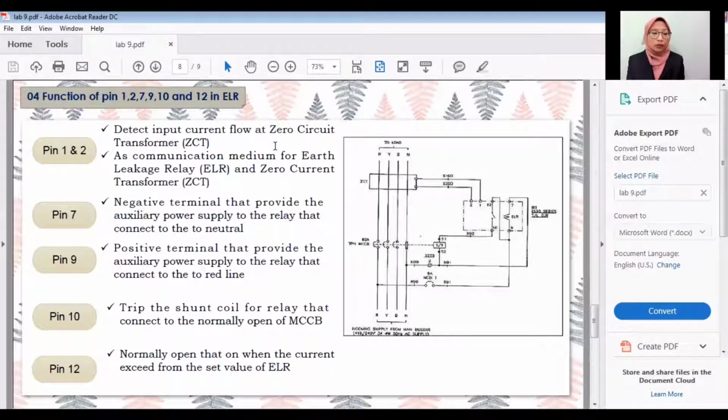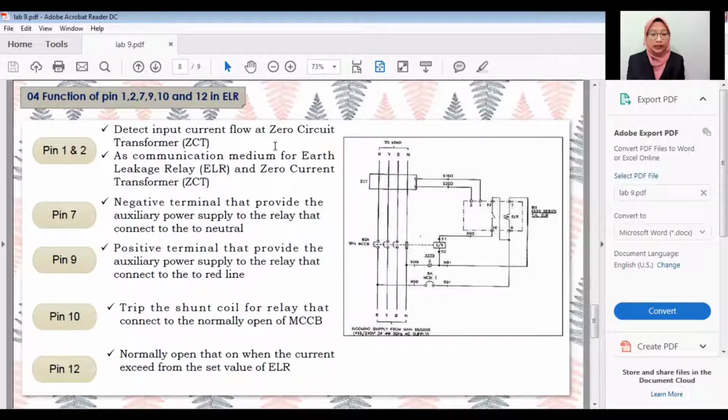Okay, so both pin 7 and 9 are used to provide the auxiliary power supply to the relay. But the difference is pin 7 is at the negative terminal that connects to the neutral line, and pin 9 is at the positive terminal that connects to the red line.